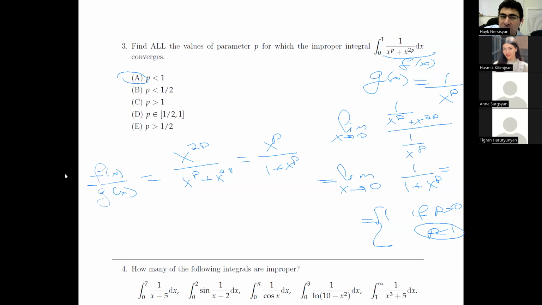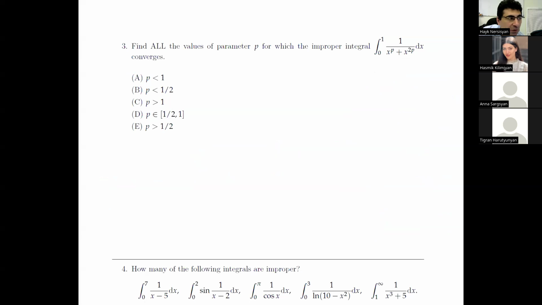Questions regarding this exercise? Okay. If no more questions, let me move forward to the next one.